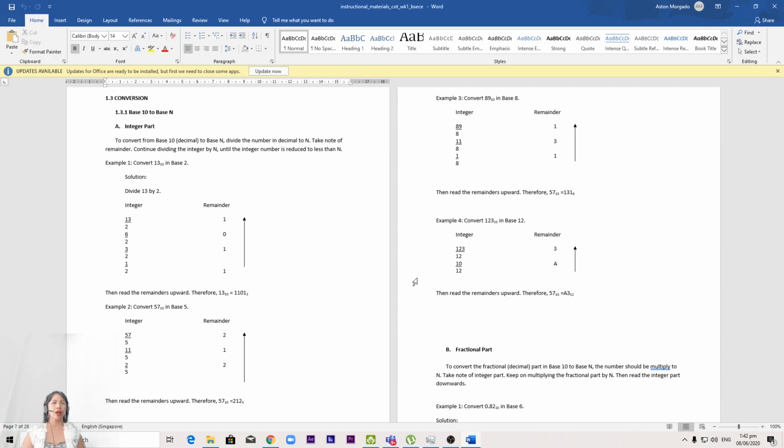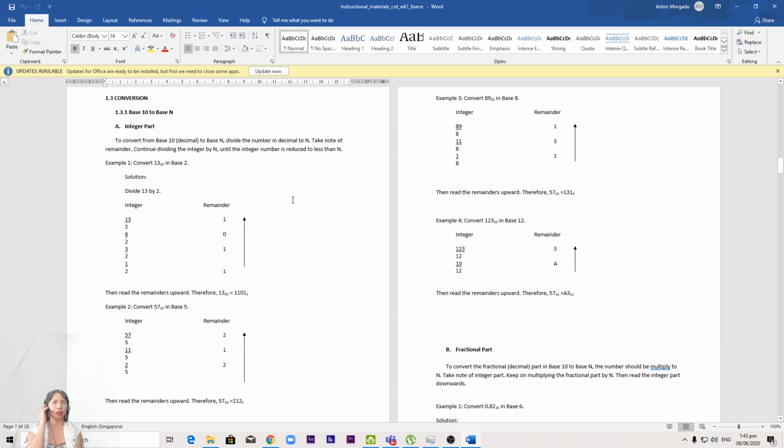So, first, let's proceed with conversion. I hope you already passed your assignment as of this time. Okay, so let's start with conversion, but from base 10 to base n.